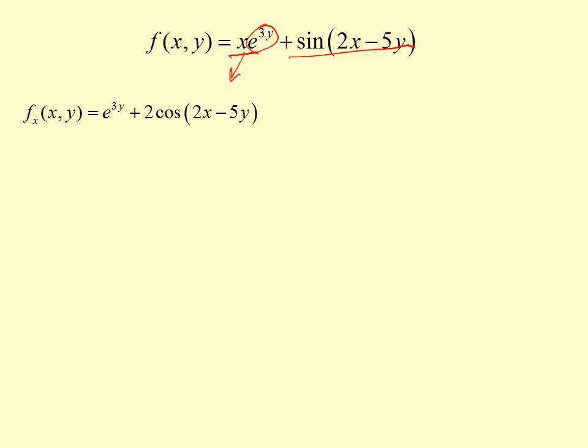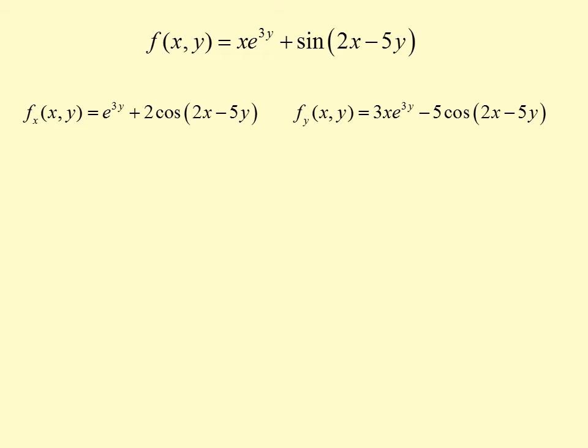The derivative of sine of anything would be cosine of that same thing times the derivative of the argument for the cosine. Now we're doing the derivative with respect to x, so the derivative of 2x would be a 2, and the derivative of 5y would be 0. So that gives us our 2 cosine 2x minus 5y.